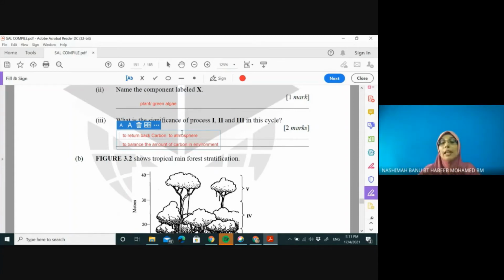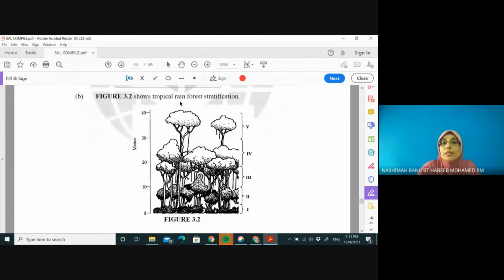Nampak tak sebenarnya dia banyak efek. Dan katalah kalau carbon dekat environment kita tak ambil, kita biar aja. So ini boleh jadi macam soalan tadi, greenhouse effect. Kalau ataupun katalah combustion banyak berlaku, so dia akan menyebabkan greenhouse effect, carbon dioksida akan jadi banyak, so suhu bumi akan meningkat. Nampak efek dia is like that. Okay, now let's go for the tropical rainforest stratification.